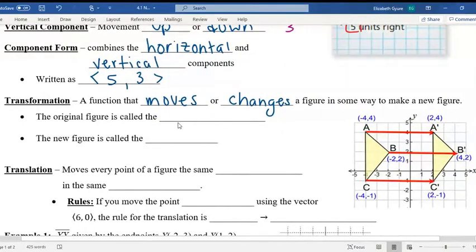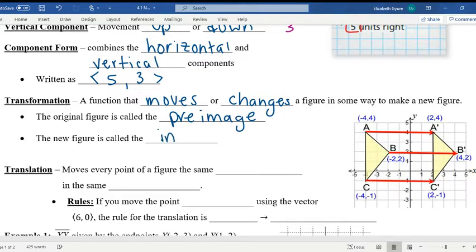When we have a transformation, you're going to have an original figure, right? What you started with, and then a new figure. They don't call them original and new, though. The original figure, they call the pre-image, right? Pre, like before. So that's the pre-image, and therefore the new figure is just the image. So the pre-image and the image.